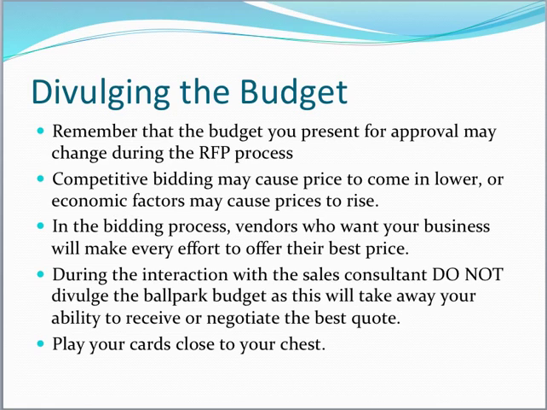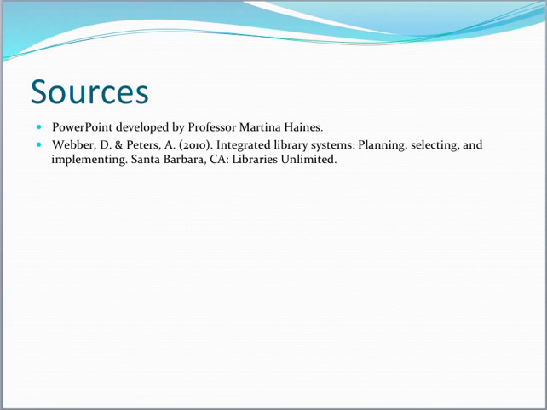And of course, that goes together with the next bullet point, that is, play your cards close to your chest. Remember, you're trying to get the best ILS, the one that addresses your RFP, your request for proposal, at the best price. Next week we'll do chapter 9, and that's the request for proposal.